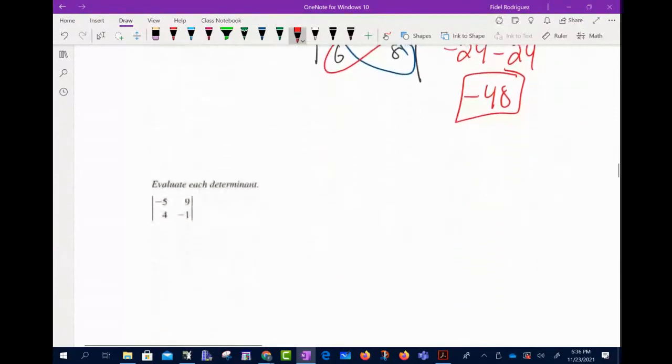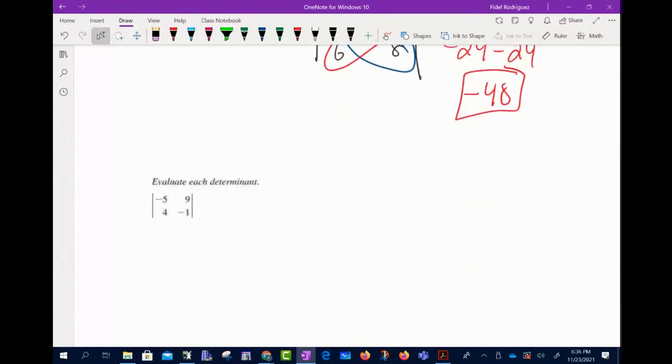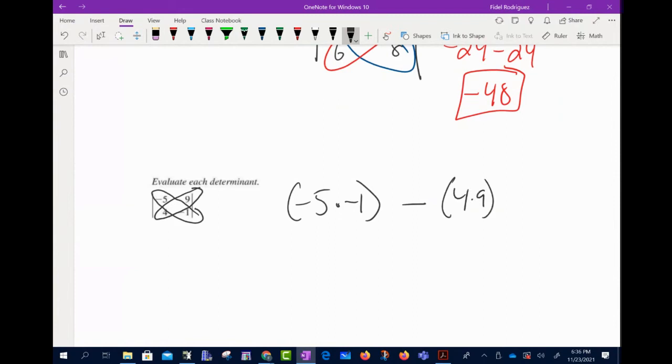We're going to do it again. We're going to find the determinant of this matrix right here. Again, let me show you how I'm going to do it. We're going to multiply these numbers on the diagonal. So I'm going to take -5 times -1 minus these on the diagonal, 4 times 9. So -5 times -1 is a +5, minus 4 times 9 is 36. This is leaving me with a negative 31.